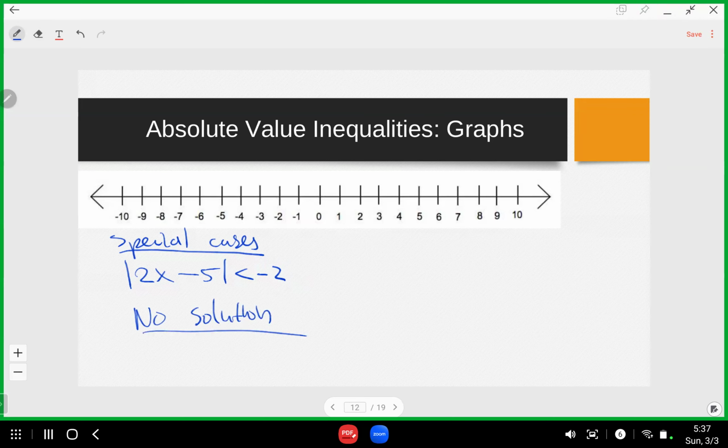Now, Yu-Chen, can you look at this other special case here? Negative the absolute value of 2x minus 5 is greater than negative 2.